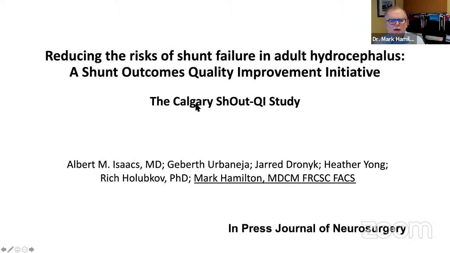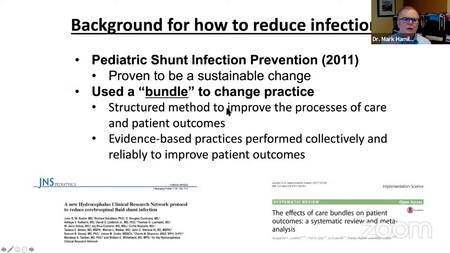So in Calgary, and this is from the results from a paper that's in press in the Journal of Neurosurgery, I undertook a quality improvement project. This was a 7-year project where we had prospectively collected data to document the outcomes with regard to shunt failure in a population of new shunt insertions. And we called it the Shunt Outcomes Quality Improvement Study.